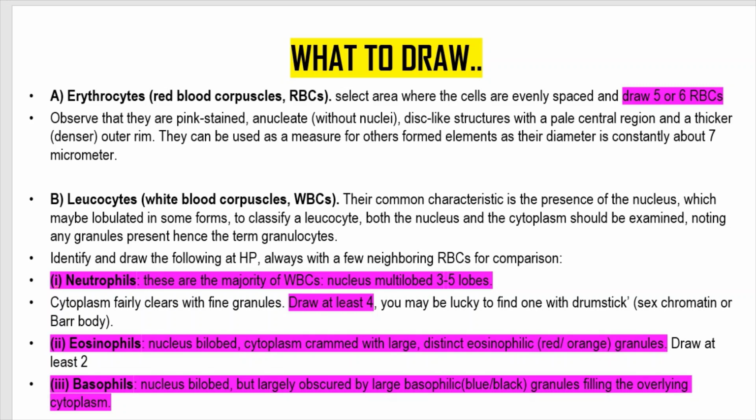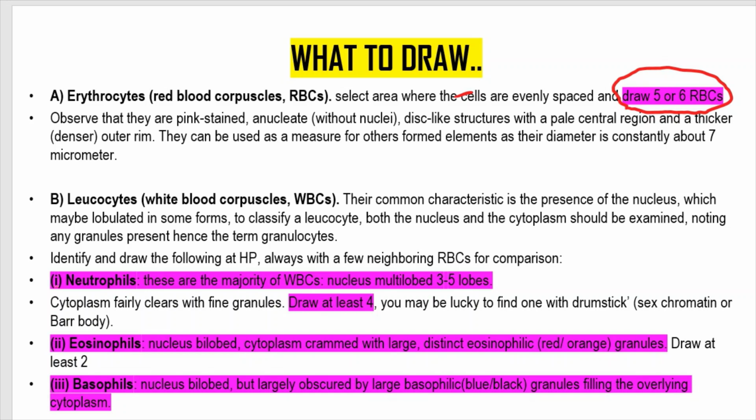So you select an area where the cells are evenly spaced and you draw 5 to 6 cells. Now observe that they are pink and they are anucleate, which means they do not have a nucleus. They are disc-like structures with pale central regions and a thick, denser outer rim. They can be used as a measure for other formed elements as their diameter is constantly about 5 to 7 micrometers.